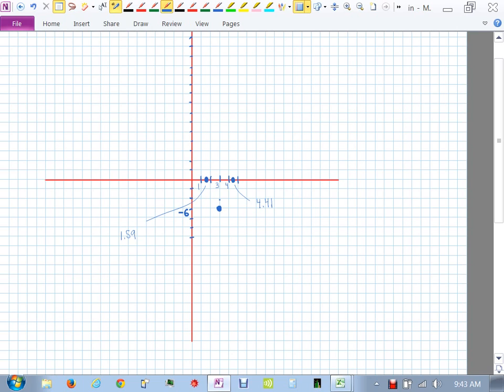Y'all see how I did that? Now I can count by 2 up, and I'll go what? 2, 4, 6, 8, 10, 12, 14, 16, 18. There's 20 right there. I'm at 21, so right in between there.